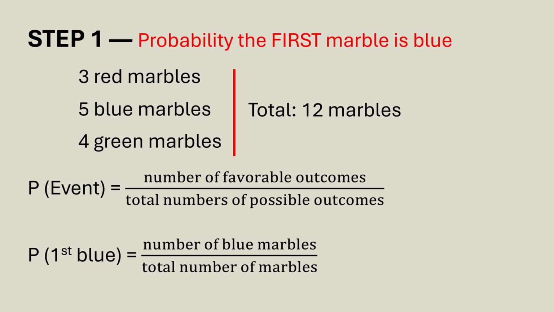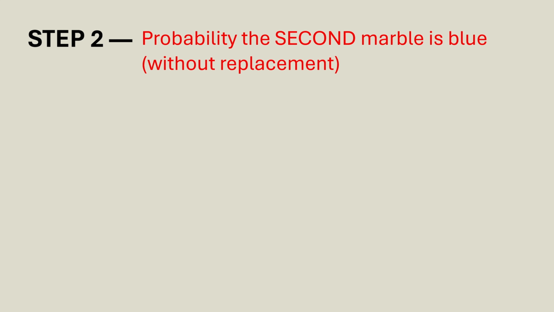So the probability that the first marble is blue is number of blue marbles divided by total number of marbles, which is equal to 5 divided by 12, because 5 out of the 12 marbles are blue.